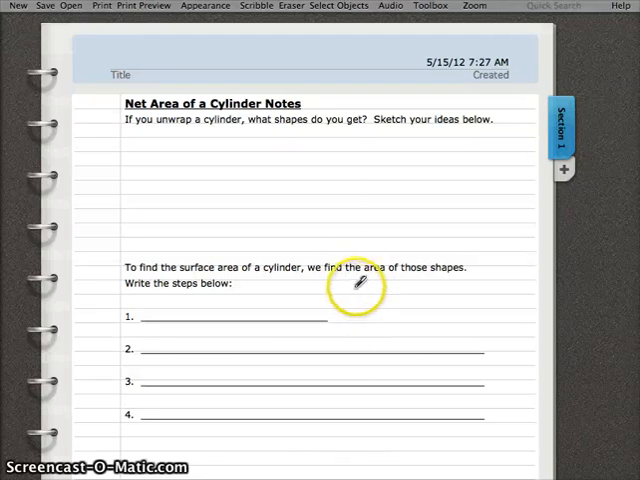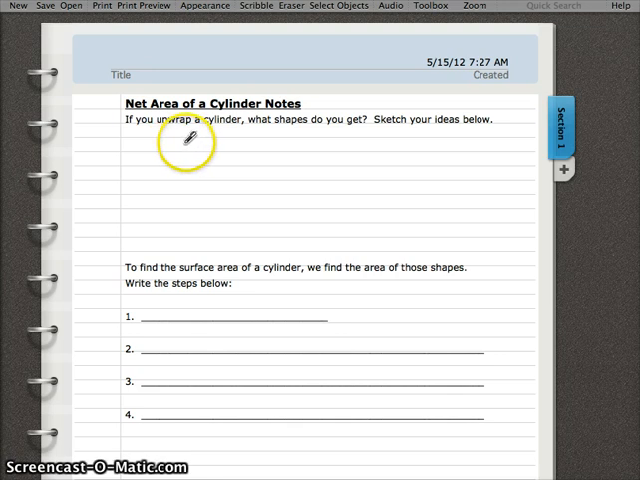In this video, we're going to be talking about surface area of a cylinder, and we're going to be talking about what a net area is. Basically, a net area is a diagram showing you what happens if you were to unwrap or break down a three-dimensional shape into its two-dimensional shapes. So we can think about that in terms of a cylinder. If you were to actually take apart a cylinder, what two-dimensional shapes are you going to be able to take out of a cylinder?